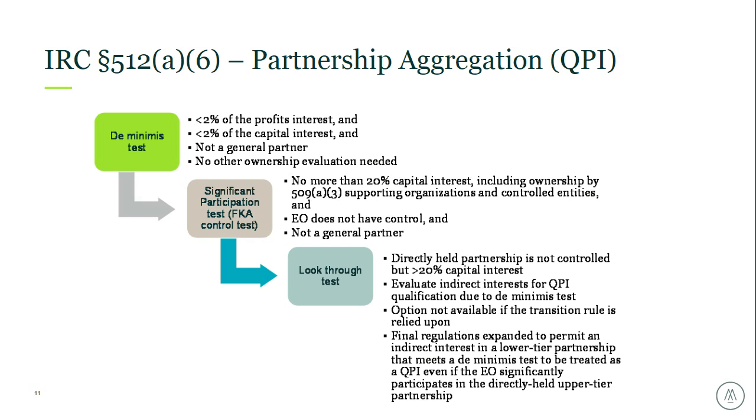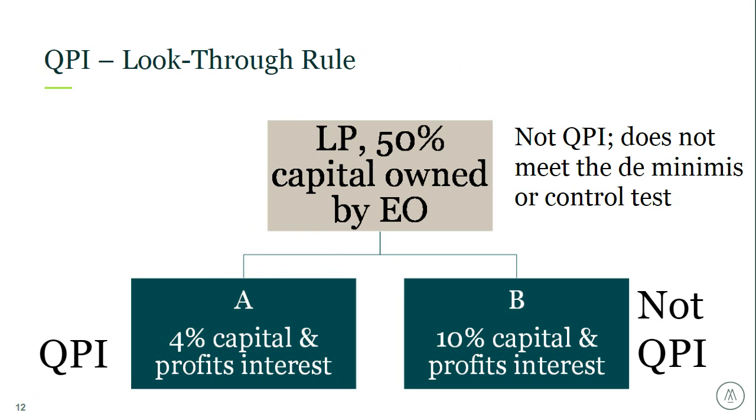For the look-through test, this is where you have an organization that holds more than 20% capital interest in the partnership, and that directly owned partnership then holds interests in other partnerships. So if these indirectly held partnerships meet the de minimis test, then all of it can be in one silo. So here is an example of what I was trying to explain. So this is an example of a look-through test.